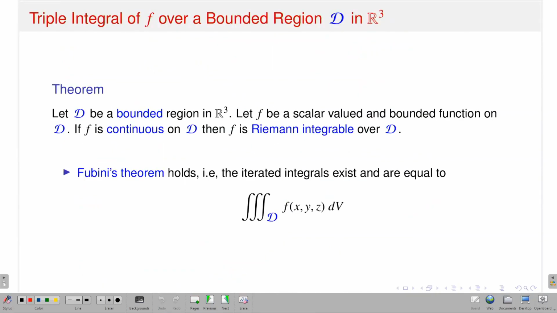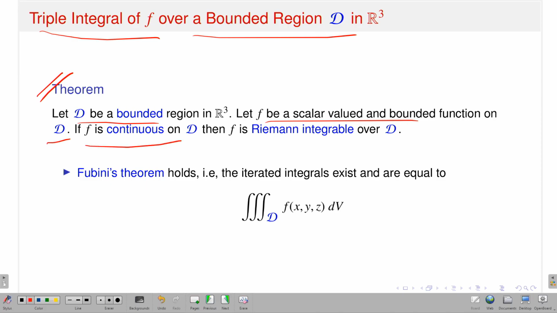Okay. So, this is actually a kind of Fubini's theorem. It says that the triple integral of f over a bounded region D in R3. What it says is the following. First of all, I am just writing it as a theorem. Let D be a bounded region in R3, and let f be a scalar valued bounded function on your domain D.